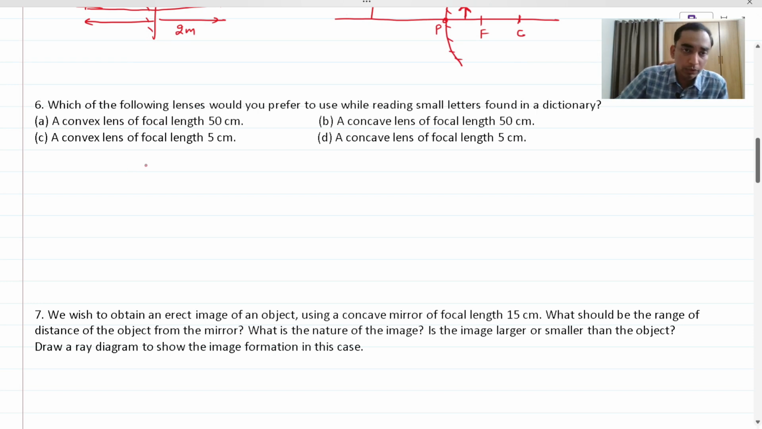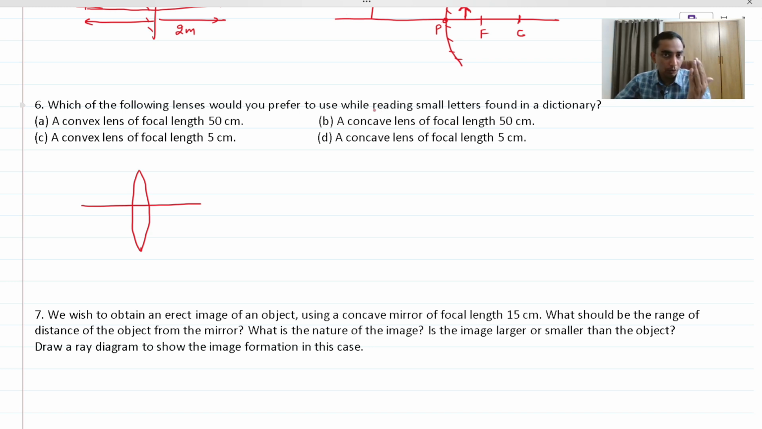Sixth, which of the following lenses would you prefer? See, there are multiple solutions available on the internet, but what I feel is correct is what I'm sharing with you. First of all, if you use the convex lens, here please do not say mirrors, because with mirrors, you can't look into the mirror and magnify things if the object is behind the mirror. That can't happen. Lenses are transparent.